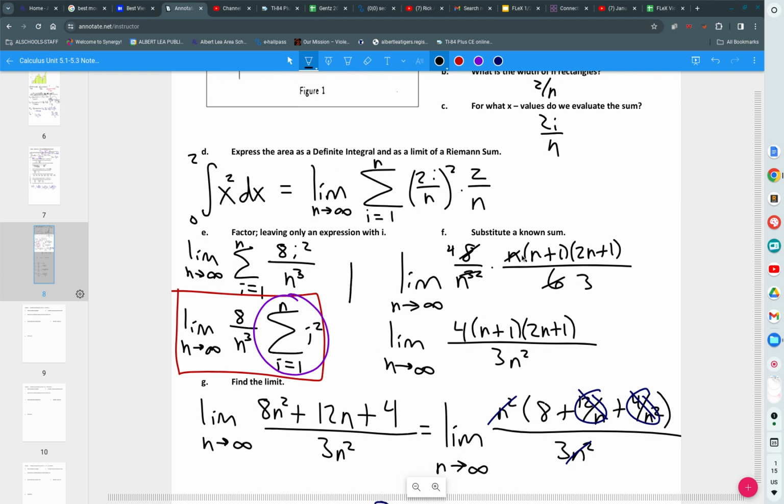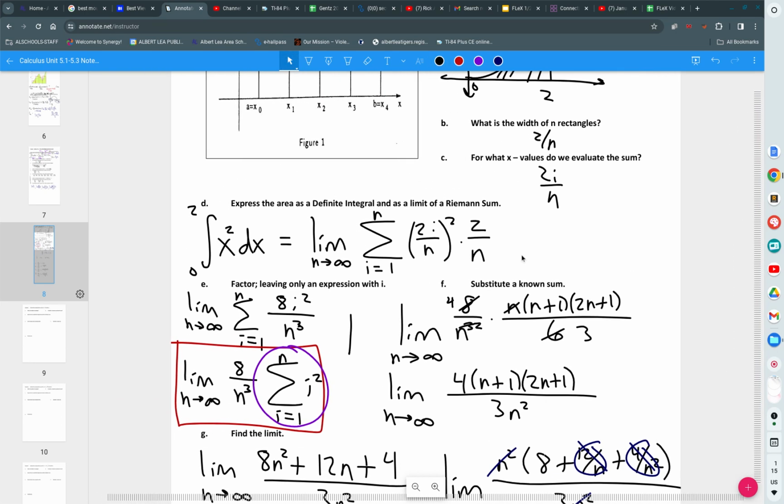First, okay, here we go. First find the width and find the x values for which you evaluate the sum. Write that over on the side, okay? First figure out for the problem number 1, what's the width of each rectangle? Give me 15 seconds to think about that width and the x values where you evaluate the sum.